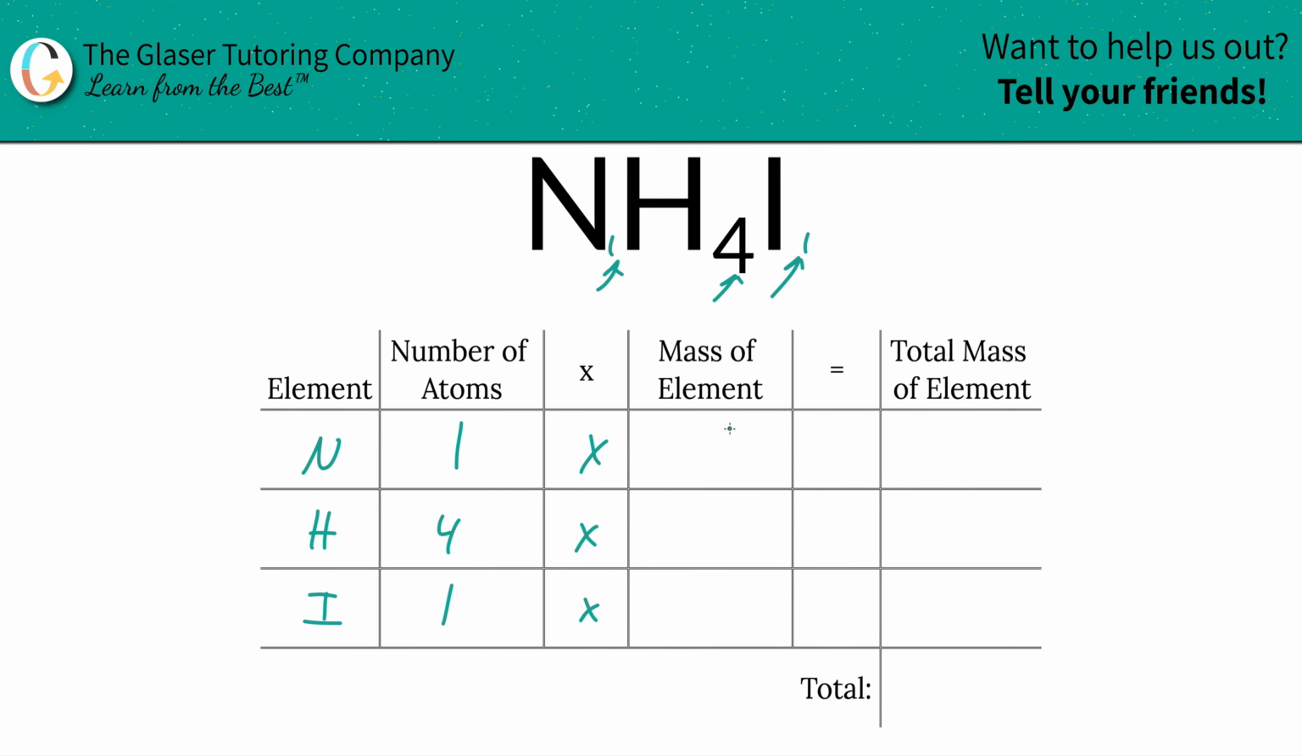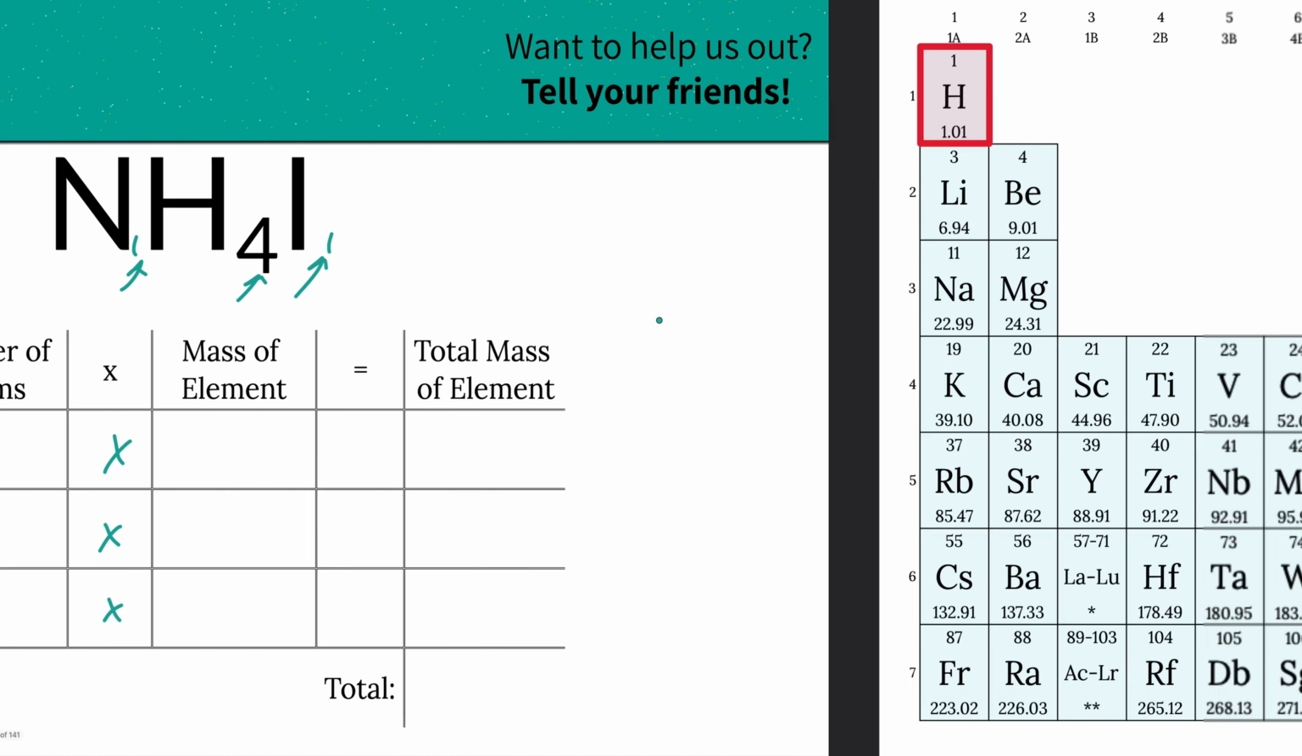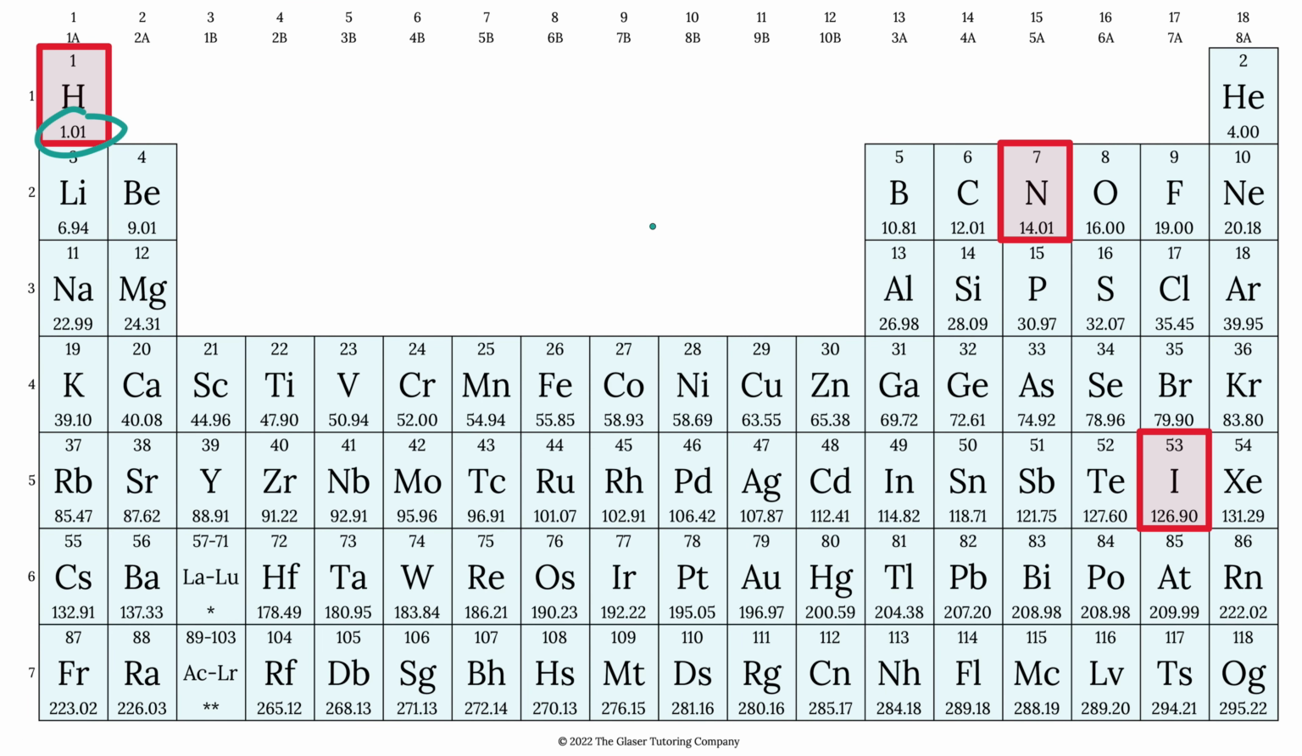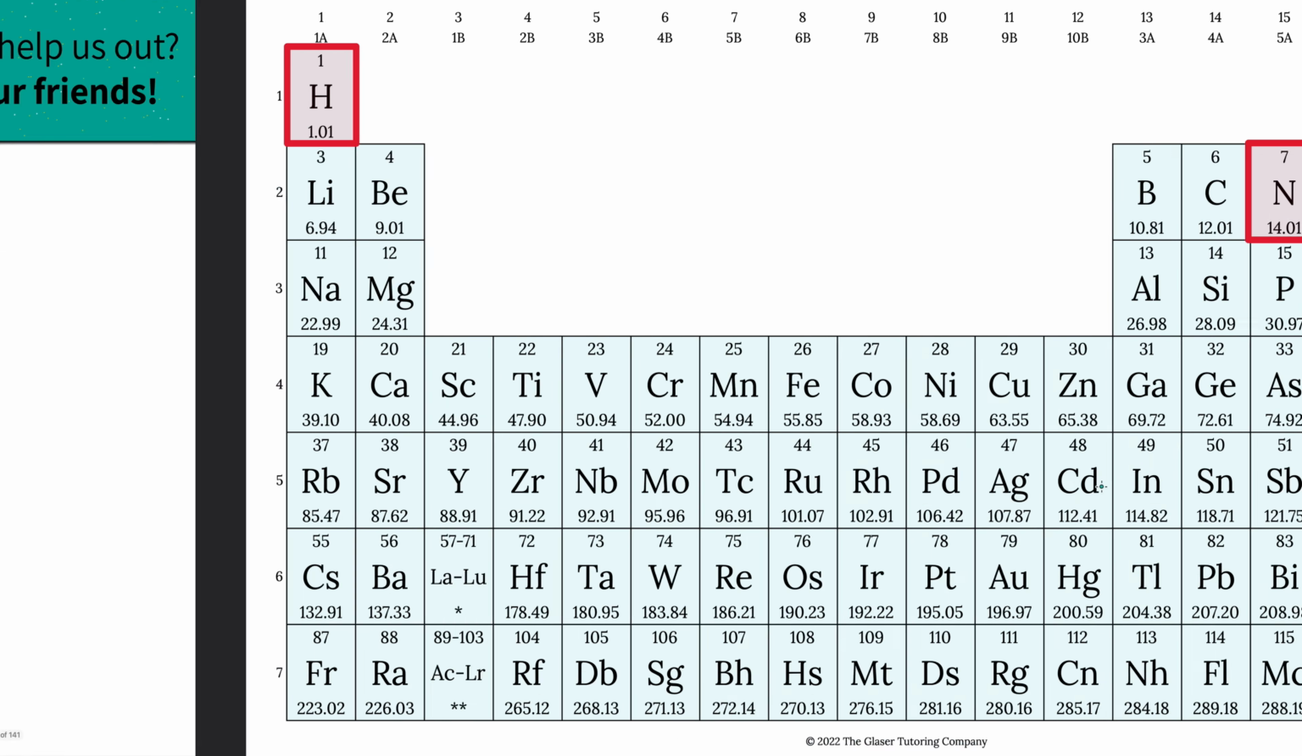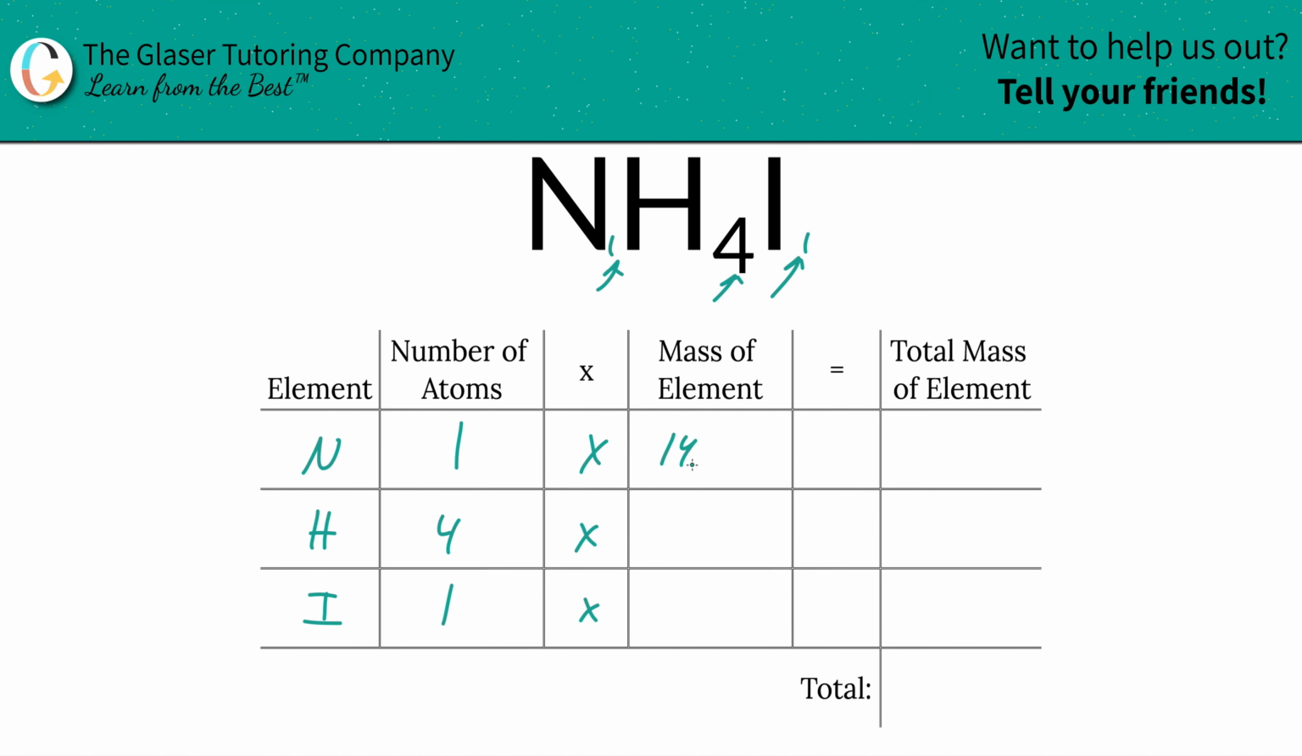Then we're going to multiply those numbers by the masses of each element, and that's where the periodic table comes into play. Hydrogen's mass is 1.01, nitrogen is 14.01, and iodine is 126.9. Let's write that in: 14.01, hydrogen is 1.01, and iodine is 126.9.